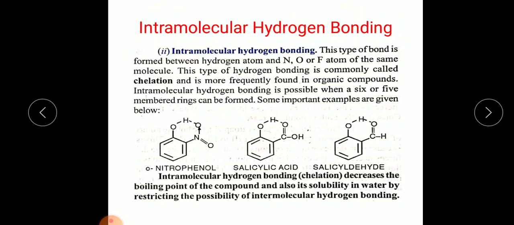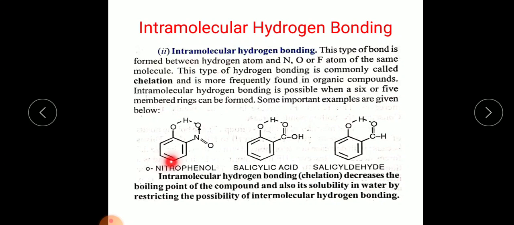Next is intramolecular hydrogen bonding. This type of bond is formed between a hydrogen atom and a nitrogen, oxygen, or fluorine atom of the same molecule. So the bond will be formed within the same molecule. This type of hydrogen bonding is commonly called chelation and is more frequently found in organic compounds. Intramolecular hydrogen bonding is possible when 6 or 5 membered rings can be formed.